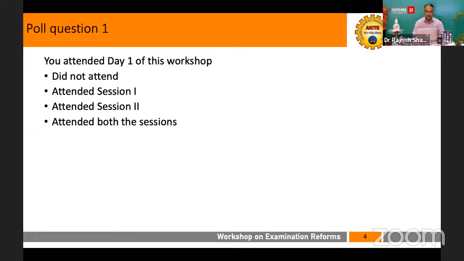That gives me a lot of satisfaction to note that the participants are very much interested in attending this workshop and making sure that examination reforms happen in their respective institutes also. Okay, can we just end this poll, please?